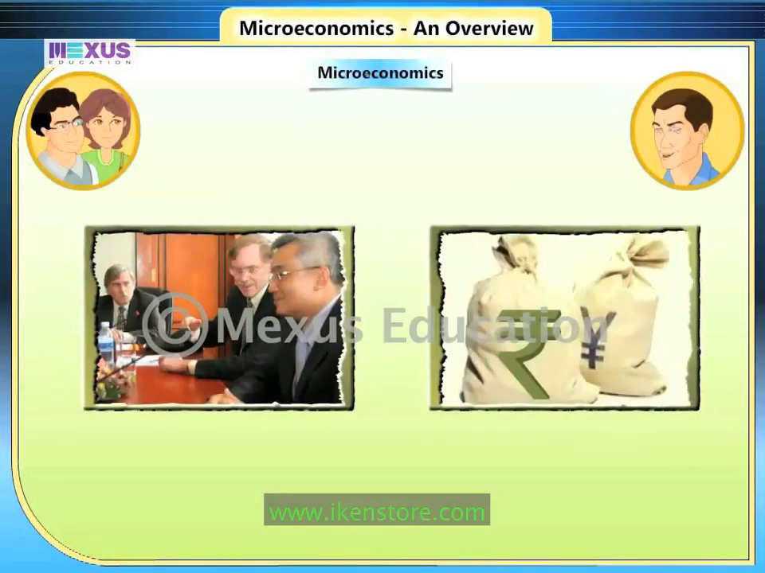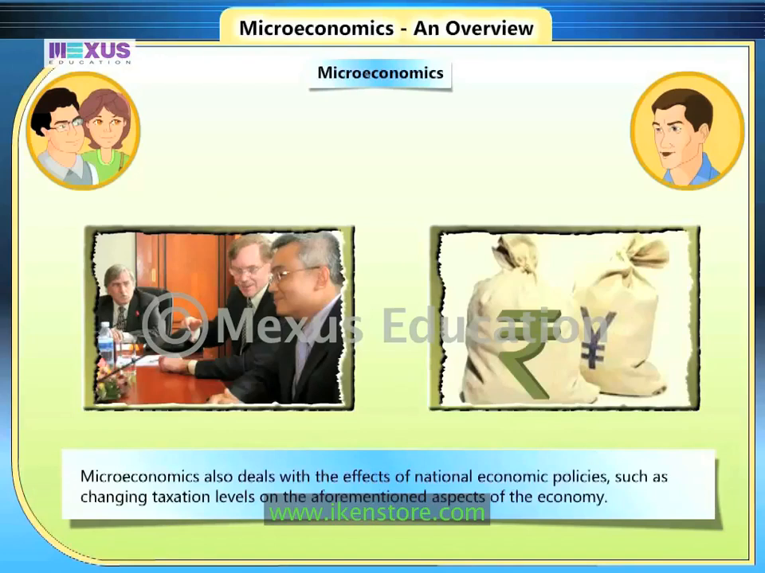Thus, we can say that microeconomics also deals with the effects of national economic policies, such as changing taxation levels on certain aspects of the economy.